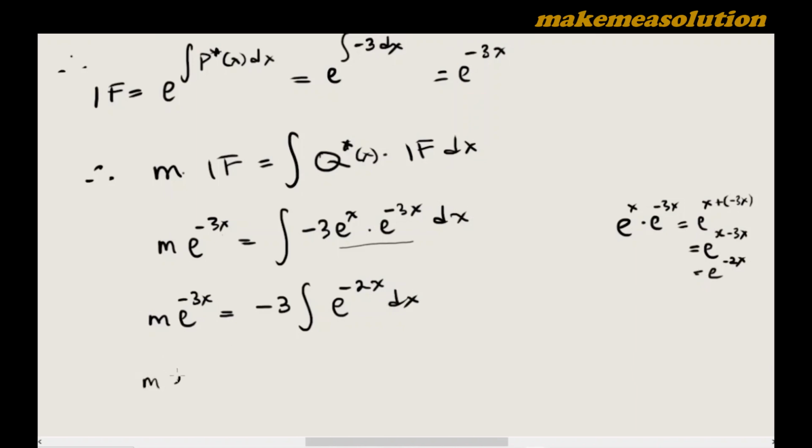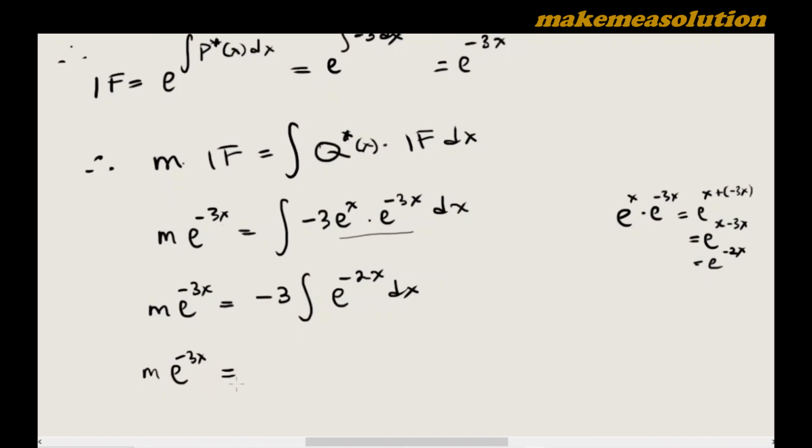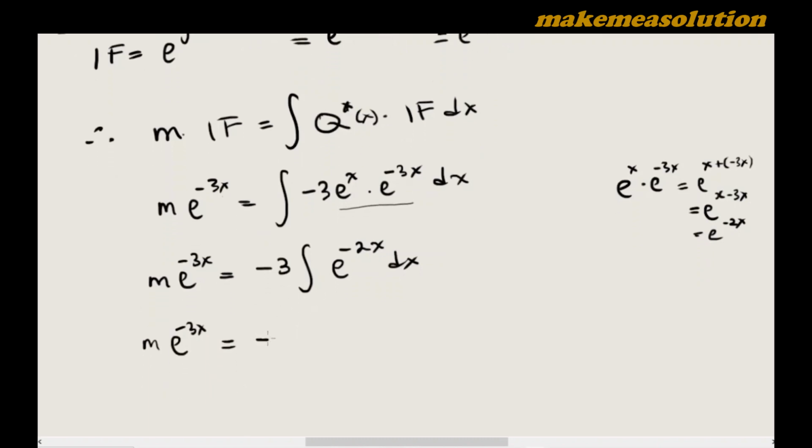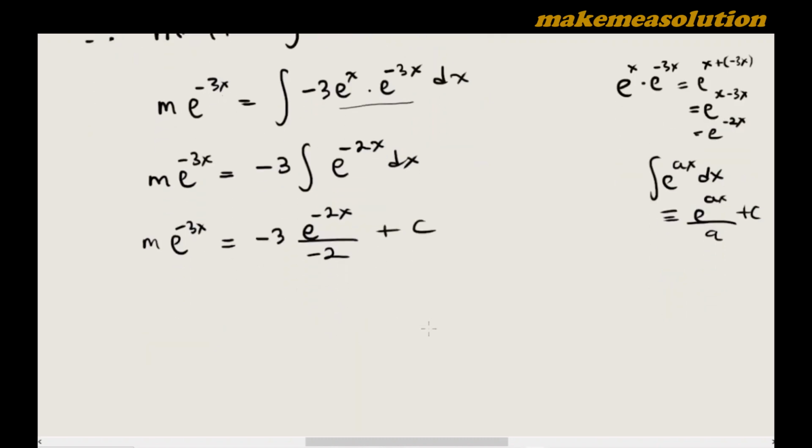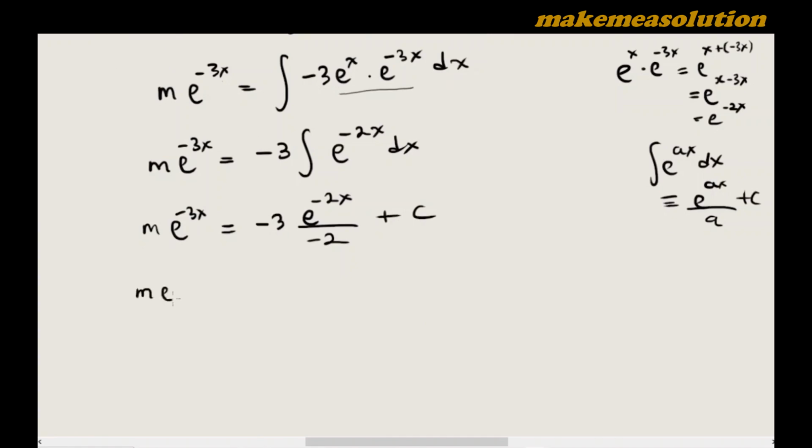So m exponential minus 3x is actually equal to, so you now have minus 3. When you integrate exponential minus 2x, when you integrate exponential ax dx, remember that you get exponential ax over a plus c. So you're going to get exponential minus 2x over minus 2 then plus c like this. So you're going to get m exponential minus 3x is equal to, we have 3 over 2 exponential minus 2x then plus c. So when we divide through by exponential 3x, we'll have minus 3x.